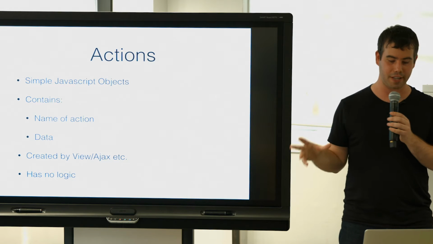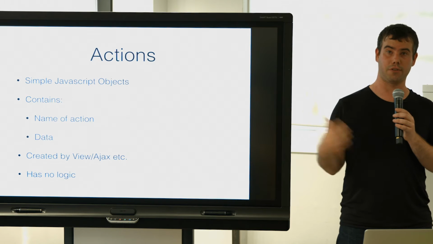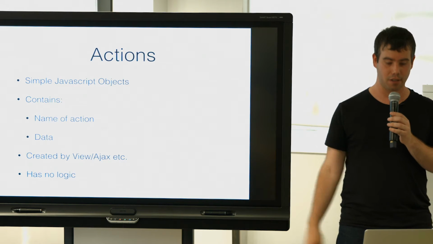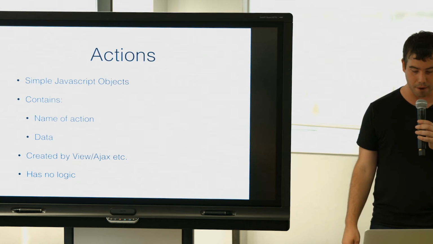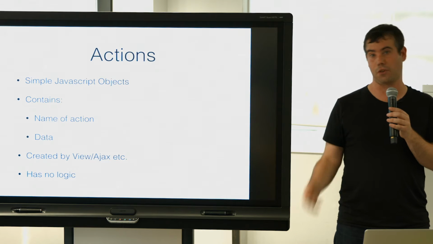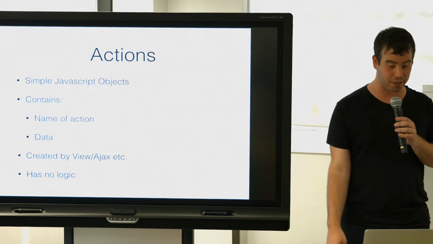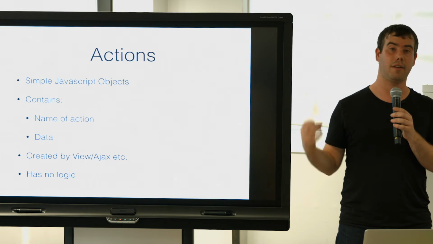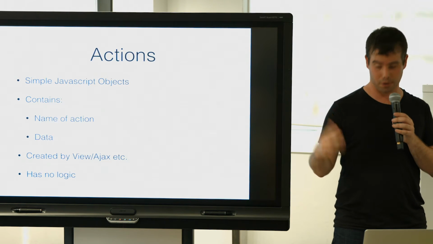And it also has the name of the action. So the way the stores know what to do is based on the name of the action, the type of action that you've committed. It's generally created by either views or Ajax calls or anything else really, generally asynchronous. And it has no logic, so it's just a plain object that you pass to the store.